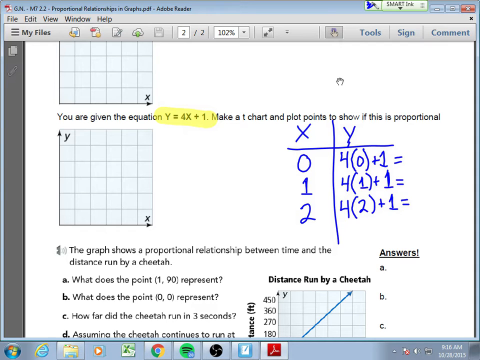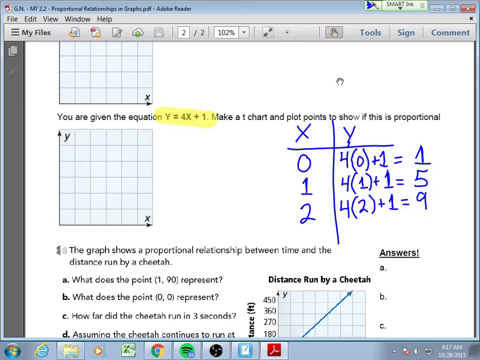So as we plug our x's in, whether you write it out or just think it, I now am going to have 4 times my x value and then add 1 to that product. So 4 times 0, then add 1 to that. Well, 4 times 0 is 0, and then if I add 1, my y value is 1. For x equaling 1, I have 4 times 1, which gives me 4, but then I add 1, and my final answer is 5. 4 times 2 gives me 8, and then I add 1, so I get 9.